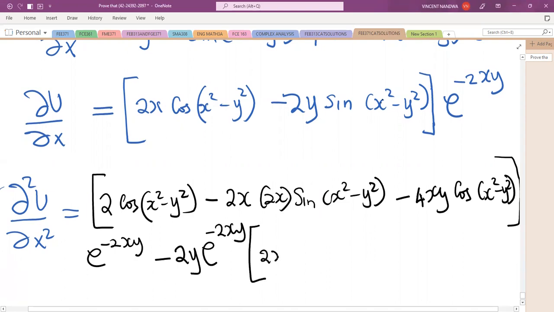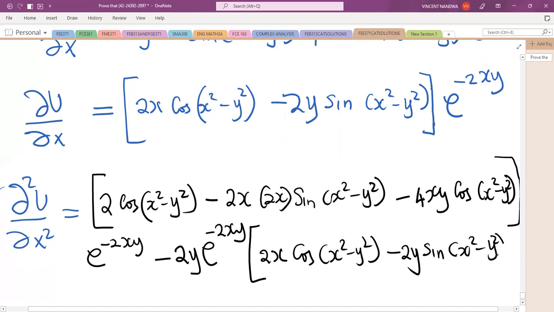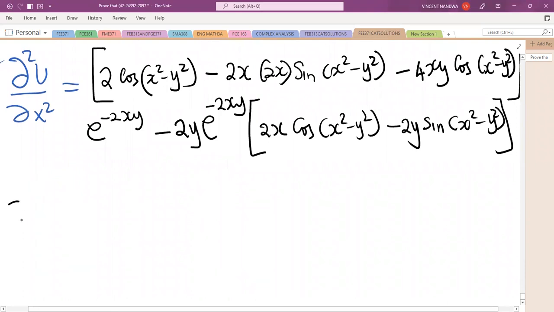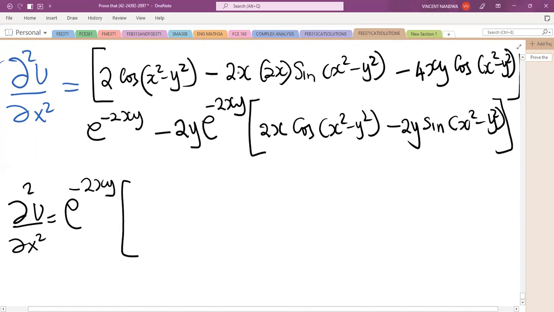Then I multiply by this bracket, 2x cosine of x squared minus y squared, and then minus 2y sine of x squared minus y squared. So this will give me partial squared u partial x squared. So we factor out e raised to the power minus 2xy. And then you see at this point here, I can start with this minus 4xy cos of x squared minus y squared. So I've written this term.